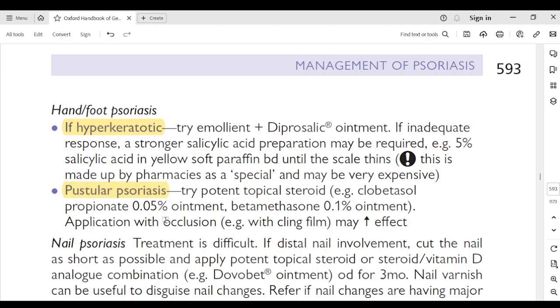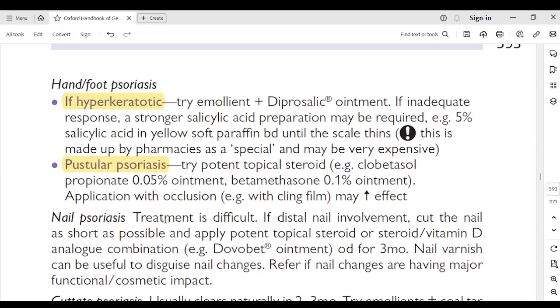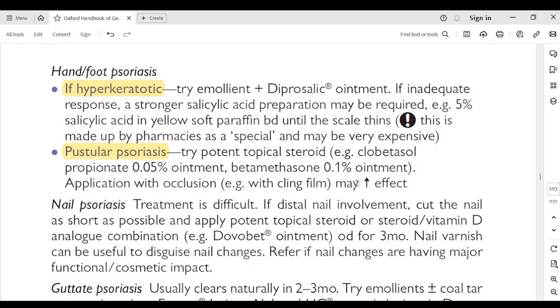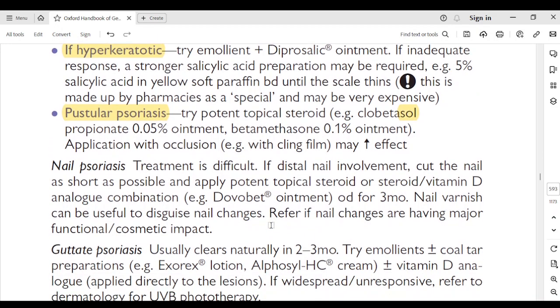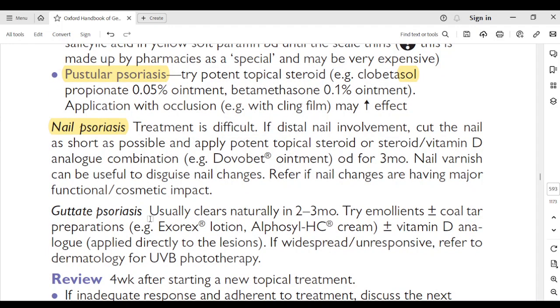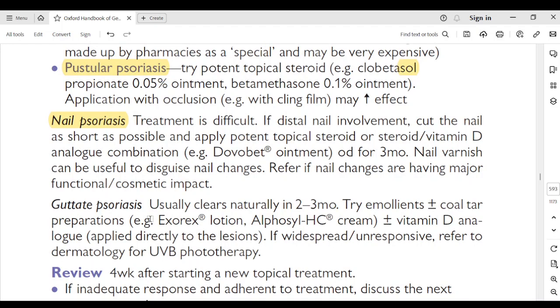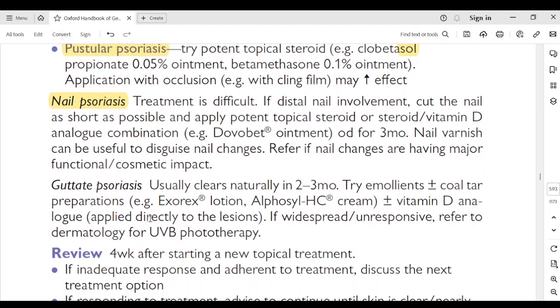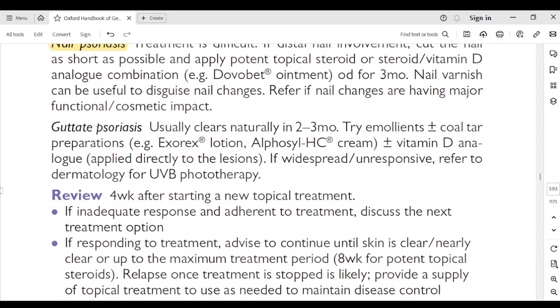Pustular psoriasis. Try a potent topical steroid like clobetasol propionate 0.05%. This is not clobetasone, this is clobetasol, which is a potent topical steroid. Betamethasone 0.1% is potent. Application with occlusion with cling film may increase the effect in pustular psoriasis. Nail psoriasis is difficult to treat. For distal nail involvement, cut the nail as short as possible and apply a potent steroid or steroid plus vitamin D analog combination OD for 3 months. Nail varnish can be used to disguise nail changes. Refer if nail changes are having major functional or cosmetic impact.